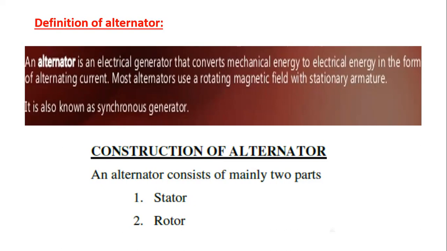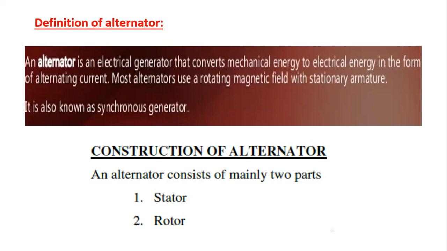We already studied DC generators. What is the working principle of a DC generator? It is Faraday's laws of electromagnetic induction. What is Faraday's law? Whenever a conductor cuts flux lines, an EMF is induced. On that principle, the DC generator operates and gives electrical energy. Therefore, the working principle of the alternator or synchronous generator is the same as that of a DC generator.